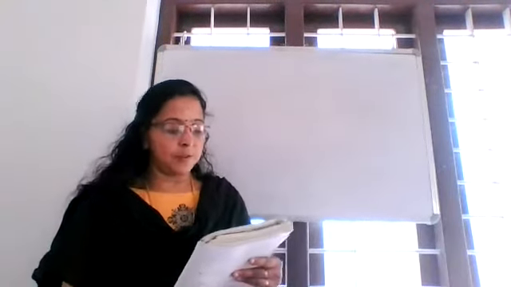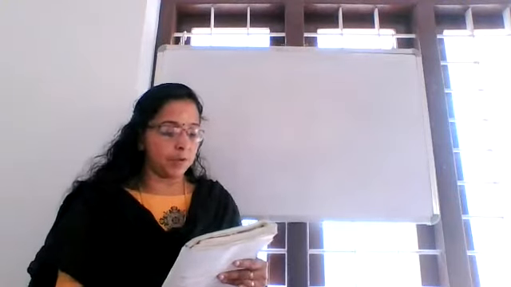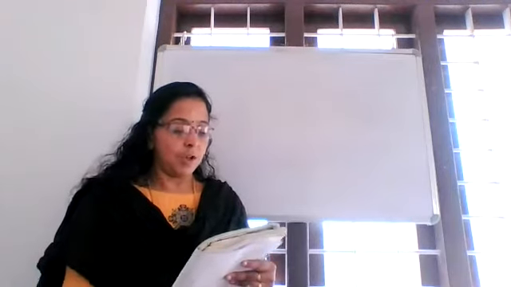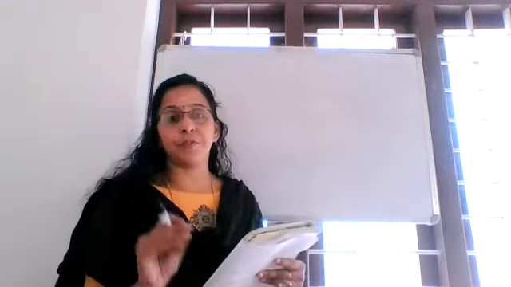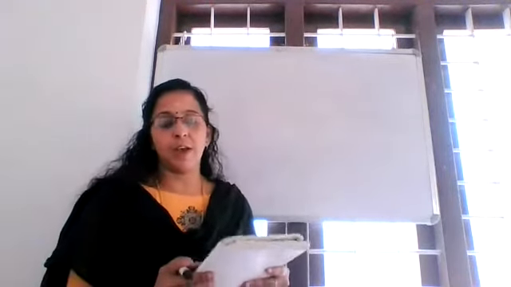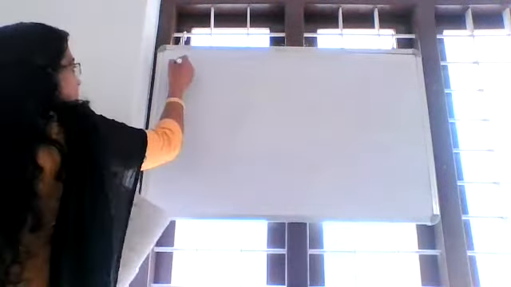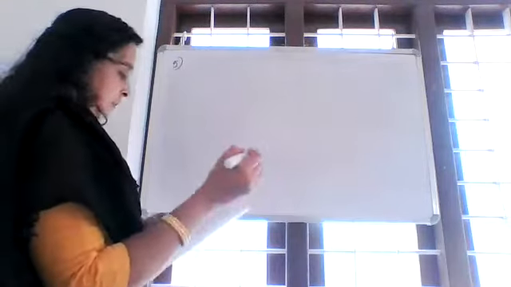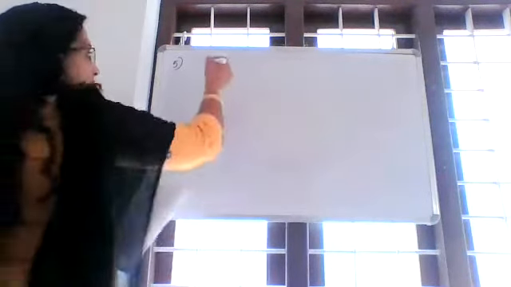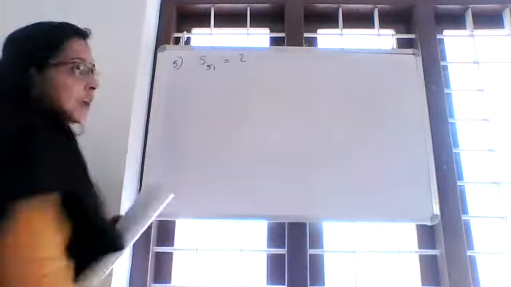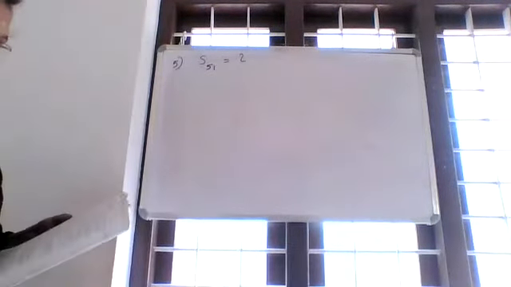Find the sum of first 51 terms of an AP whose second and third terms are 14 and 18 respectively. So how can we represent the sum of 51 terms? S51. We want to find out S51.